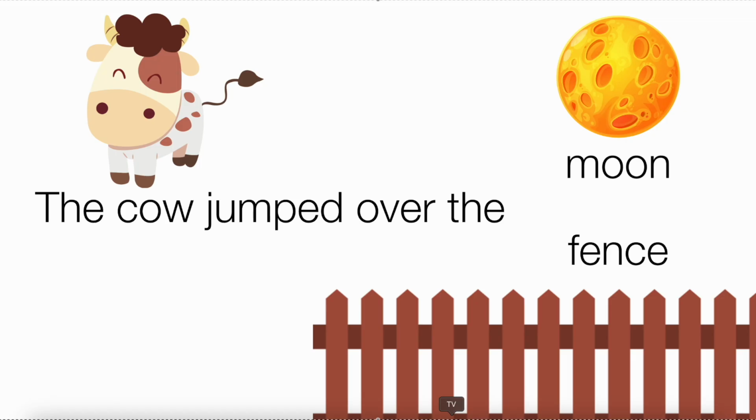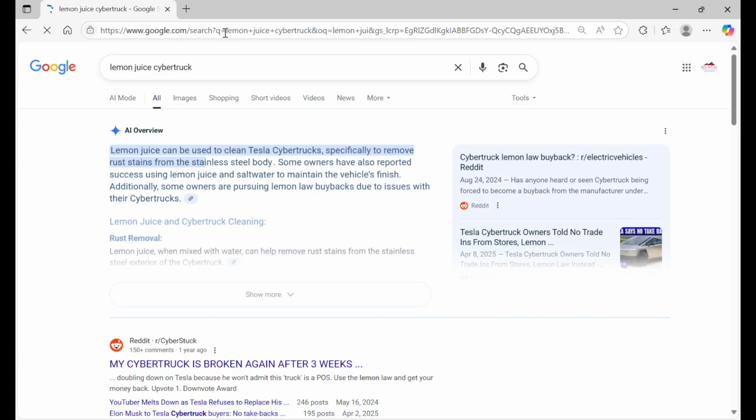Depending on how high the temperature of the model is turned up, these responses can vary by a certain amount each time, even if you give it the same prompt. Let's see what that really looks like with a model. If I look up the words lemon juice Cybertruck, I'll see that the AI overview is telling me that some people are using lemon juice and salt water to maintain the car's finish. This is not legitimate advice.